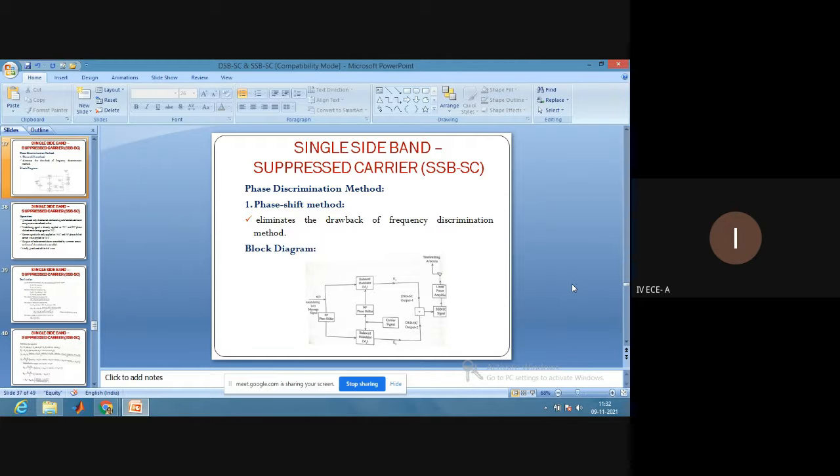Here, the drawbacks of the filtering method can be overcome by using the phase shift method of generating this SSBSC signal. The principle behind this phase shift method is that the undesired sideband is suppressed, that is removed, by generating the same two undesired sidebands which are 180 degrees out of phase with each other. Here the two sidebands are added and cancel each other, so that one sideband is suppressed and the other sideband is transmitted.